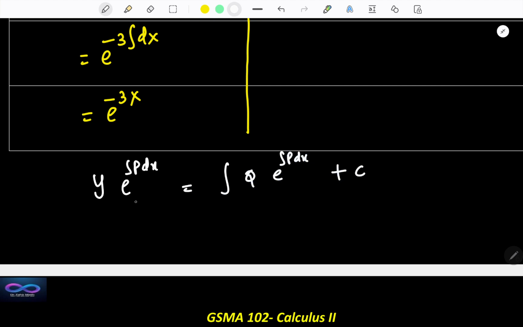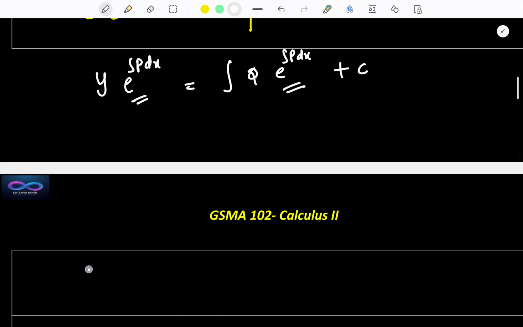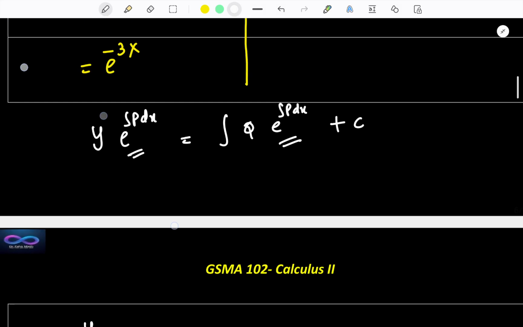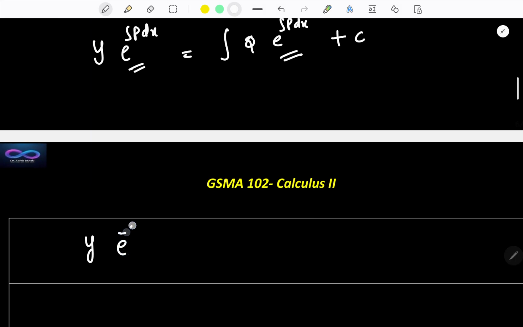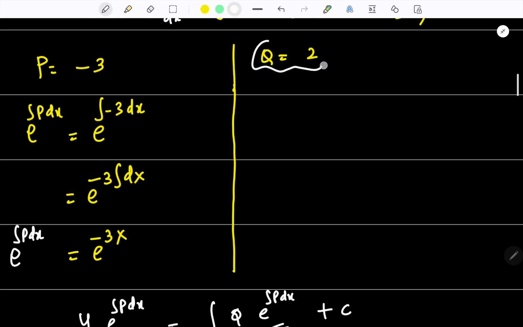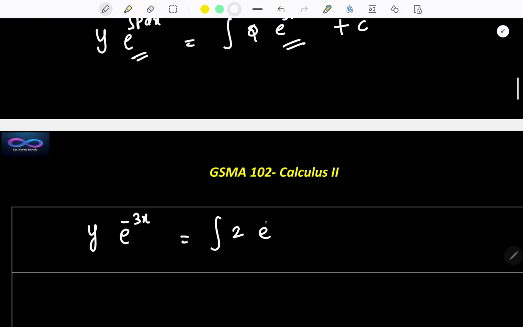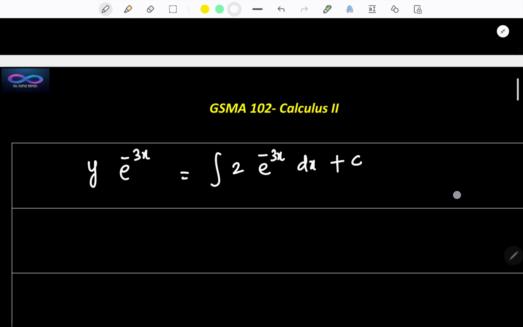How I ask you to remember? Here and here same. Here y, here q, and then one integral. That's it. Okay. So this equals y. What is e power integral p dx? This is your e power integral p dx. Okay. e power minus 3x equals integral q. What's your q? Which is 2. Just now I wrote it here. Which is q is equal to what? 2. So 2 times again this is e power minus 3x dx plus integrating constant c.